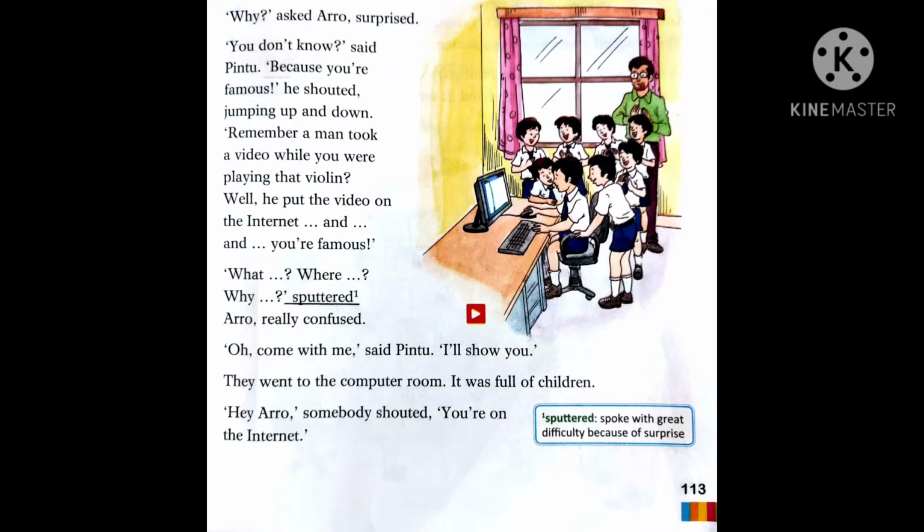Read the next lines. They went to the computer room. It was full of children. "Hey Arrow," somebody shouted, "you are on the internet."